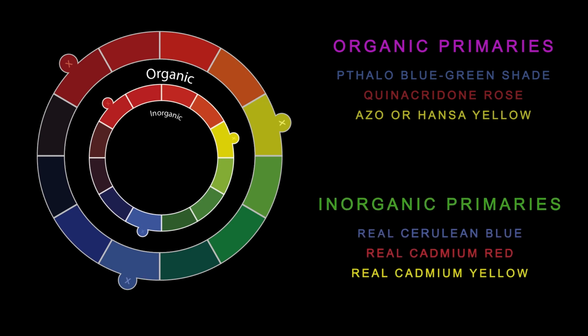The 3 primary inorganic pigments are opaque leaning and consist of real cerulean blue, real cadmium red, and real cadmium yellow. Remember that you always want real pigments whenever possible. Having these 6 primaries allows for the creation of the full spectrum of both opaque and translucent colors. This in turn allows for a much wider variety of approaches to color application.